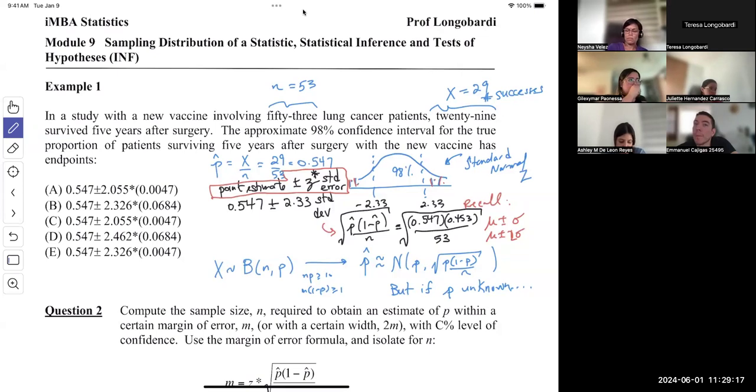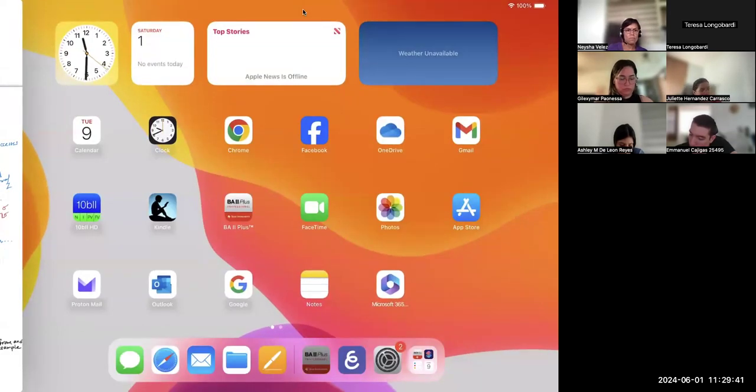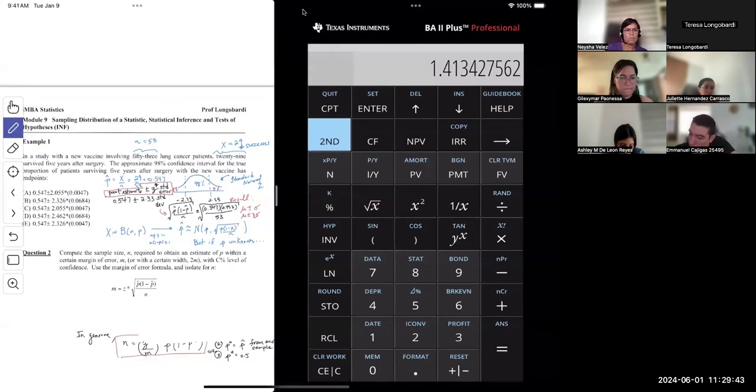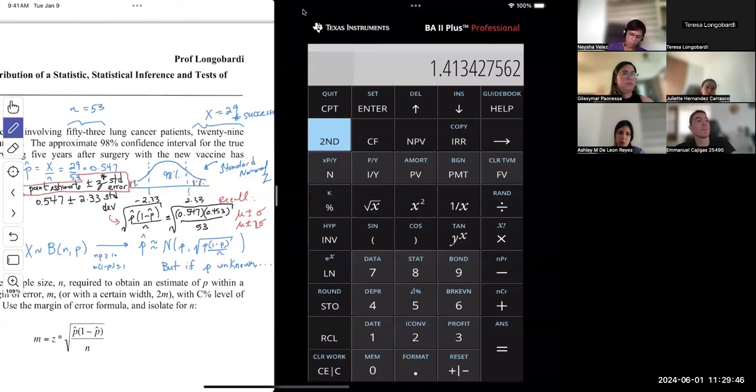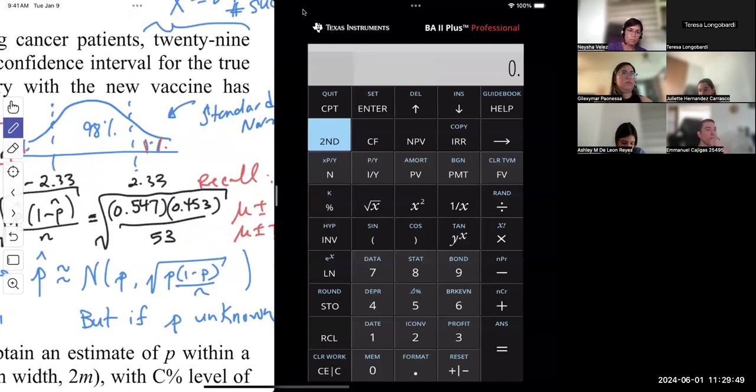Okay, so let's see. Like I said, if you have to go ahead, and I'll just continue. I'm going to finish this row, and make sure you watch this before next class. The fourth row. So let's punch it in together. 0.547 times 0.453 divided by 53 equals, square root, and that's right.